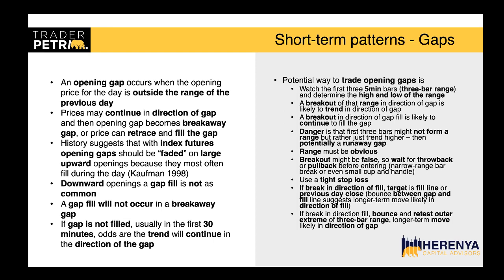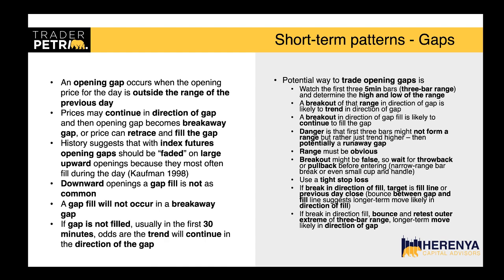So a potential way that we can trade an opening gap is basically to watch the first 3 5-minute bars. So we look for a 3-bar range and we determine the high and low of this range. If we see a breakout of that range in the direction of the gap, then it is likely to trend in the direction of the gap. So if the market gaps higher, we form a range and the range breaks higher, it's very likely that we continue to trend for some time in that direction, which is higher.